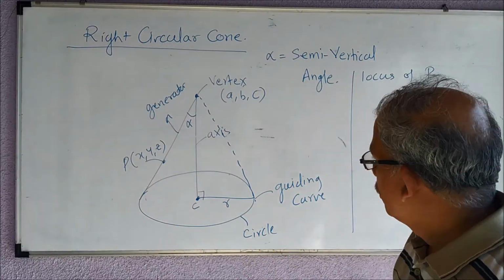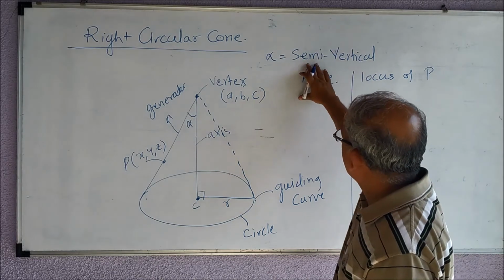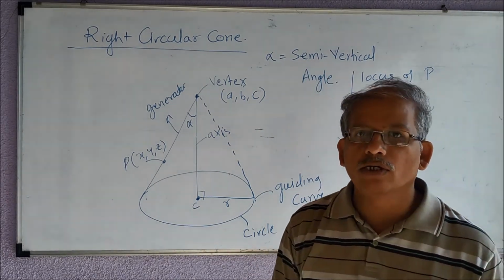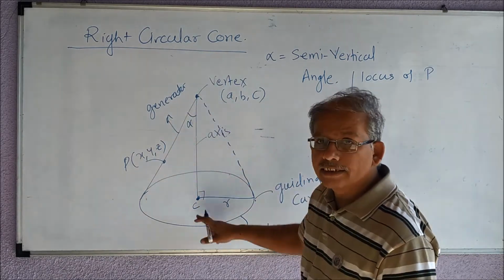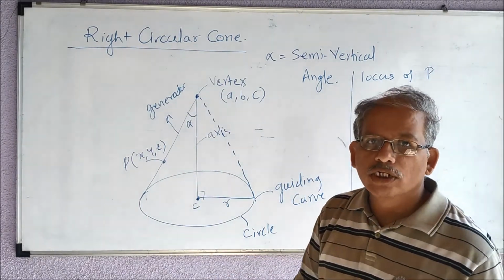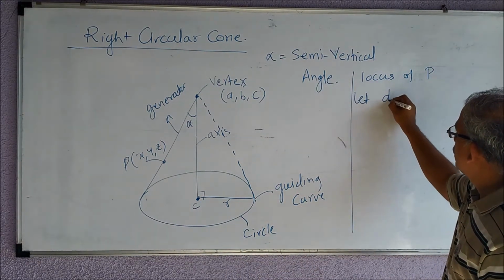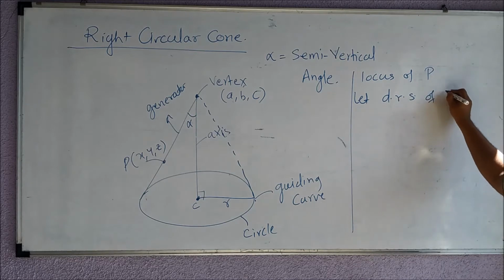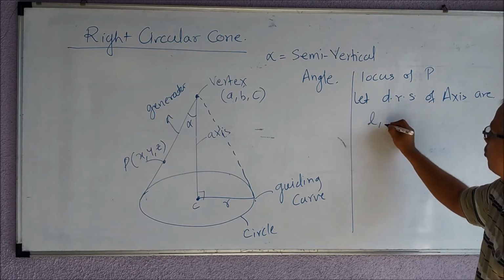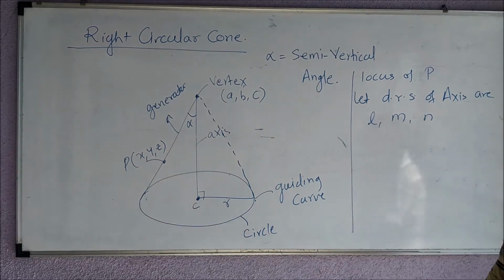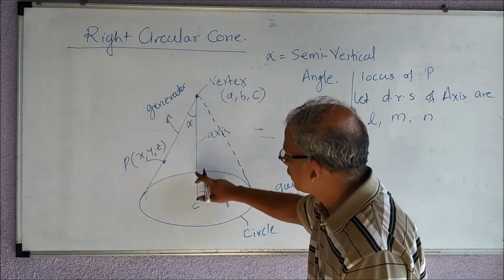To get the locus of P, we will use the semi-vertical angle alpha. The axis is a line, so I must know the DRs of the axis. Let the DRs of the axis be, say, l, m, n. Suppose the DRs of this axis are l, m, n.